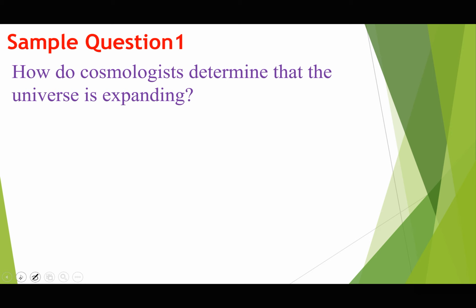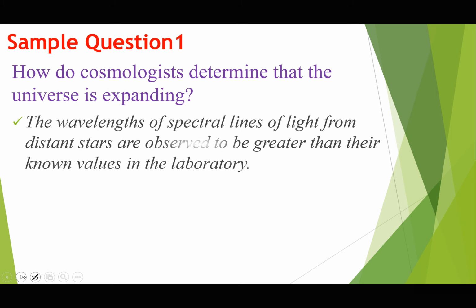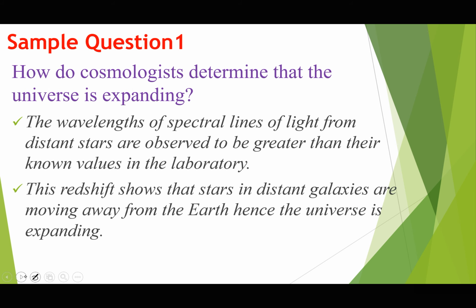So, what cosmologists do would be to simply analyze or examine spectral lines in light coming from distant stars, and then compare with the known values in the laboratory. And of course, the comparison shows that the wavelength of the spectral lines is redshifted. Therefore, cosmologists will simply conclude that the universe is expanding. So, I am simply saying the wavelength of spectral lines of light from distant stars are observed to be greater than their known values in the laboratory.